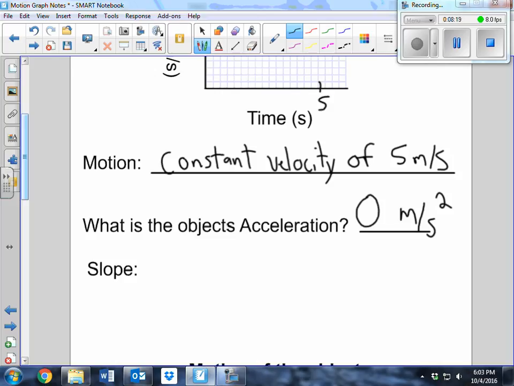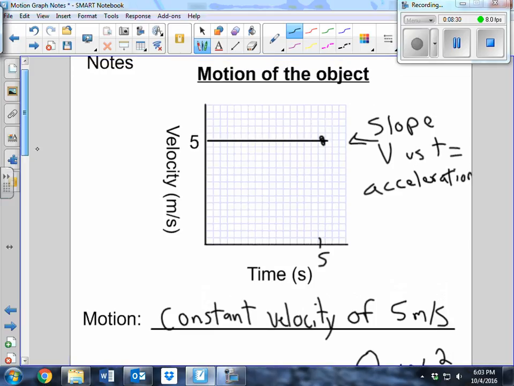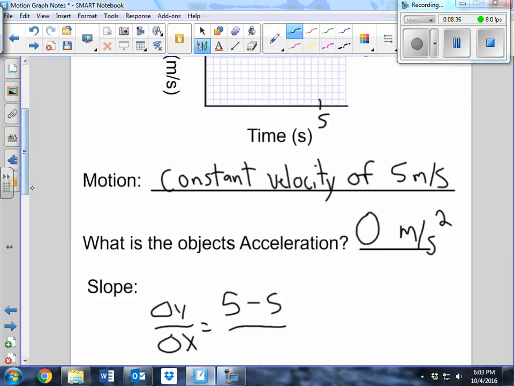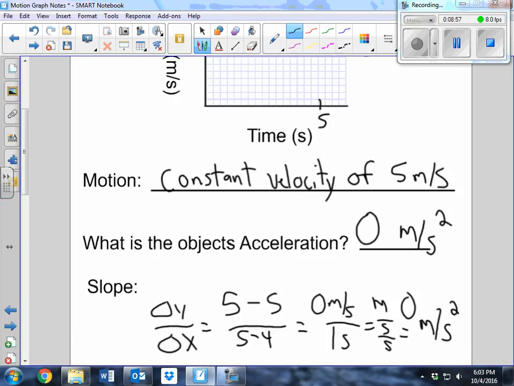But once again, let's just do the sanity check. Delta y over delta x is going to equal 5 minus 5 over 5 minus 4 seconds. We could take it at any time, because it's always the same. And so once again, we get 0 meters per second divided by 1 second. So just like I showed you in class, we have 0 meters per second squared.